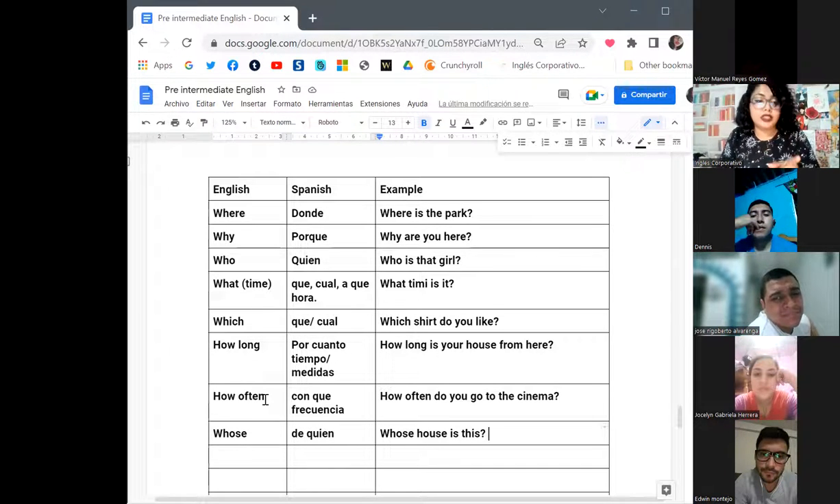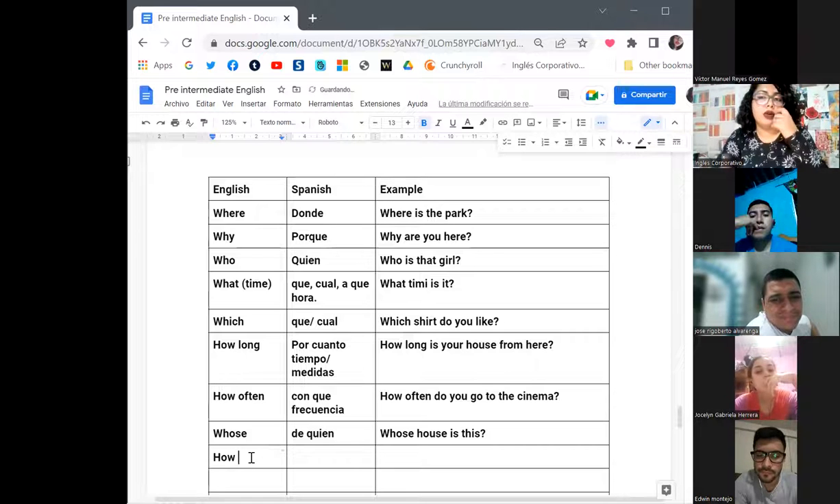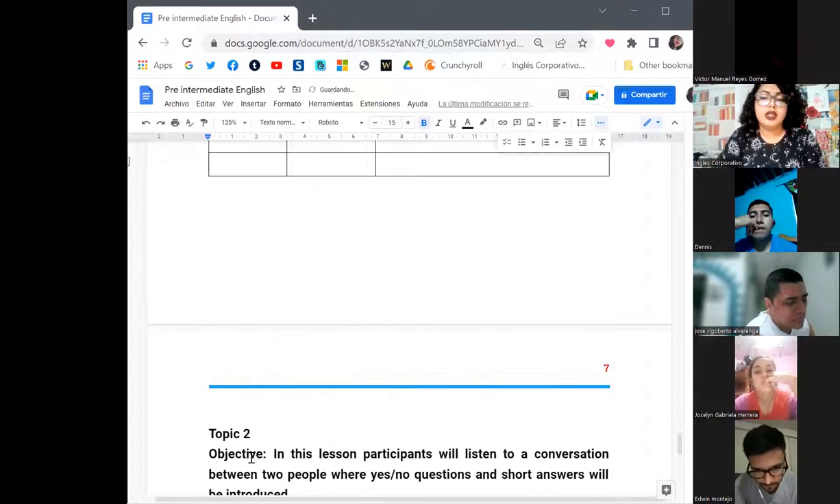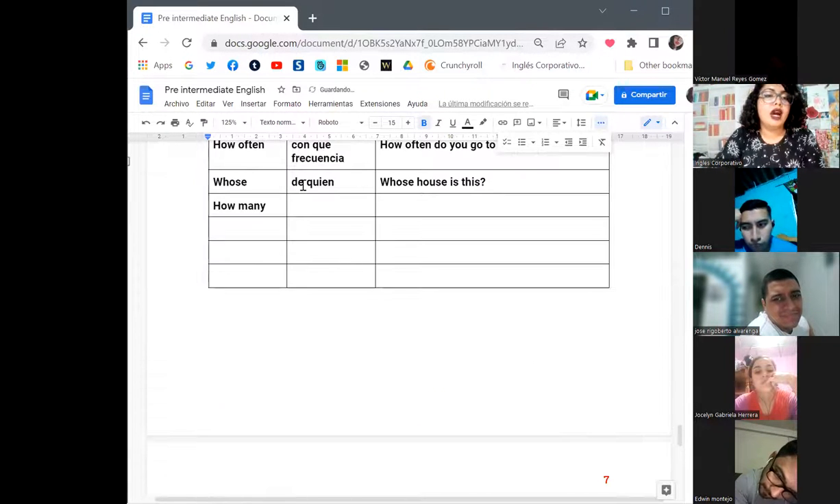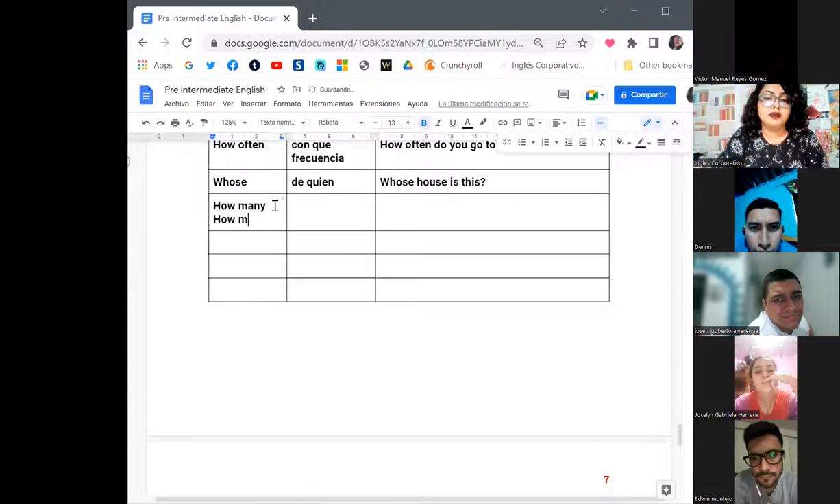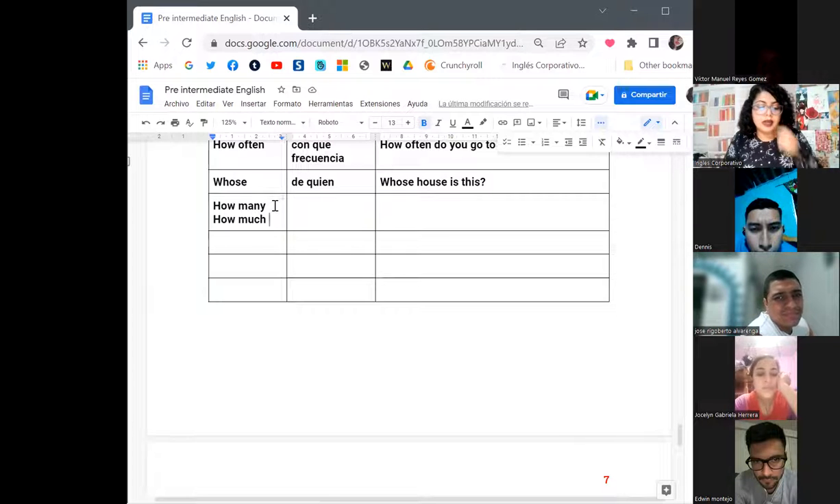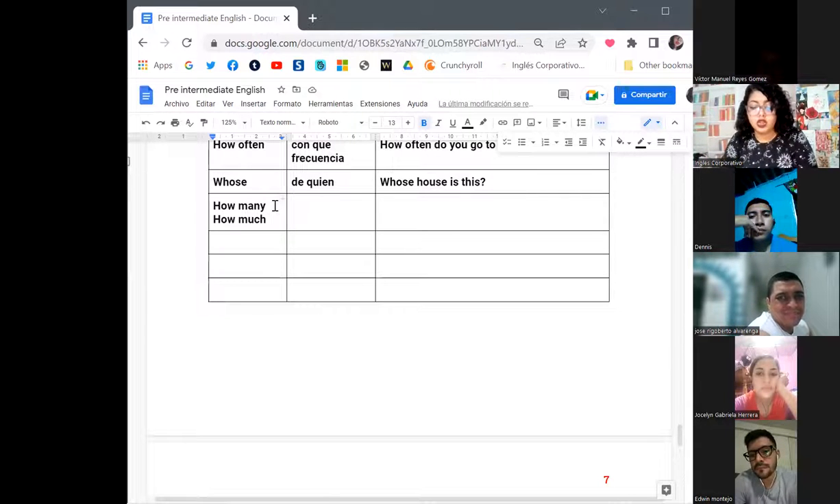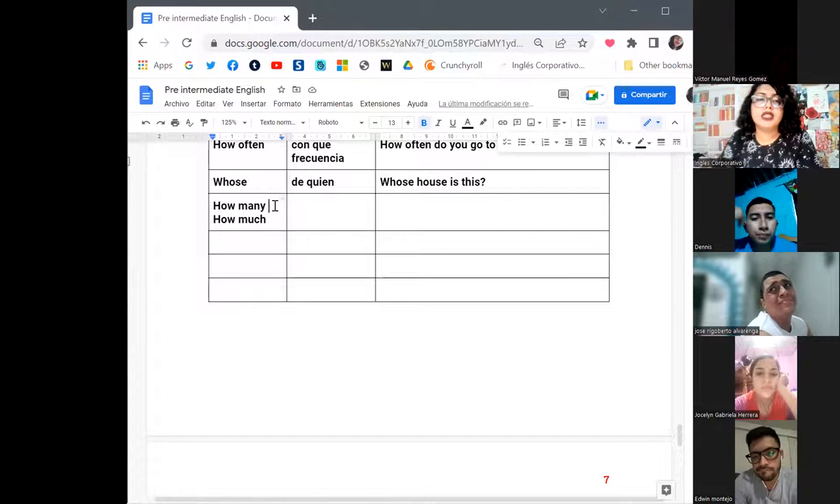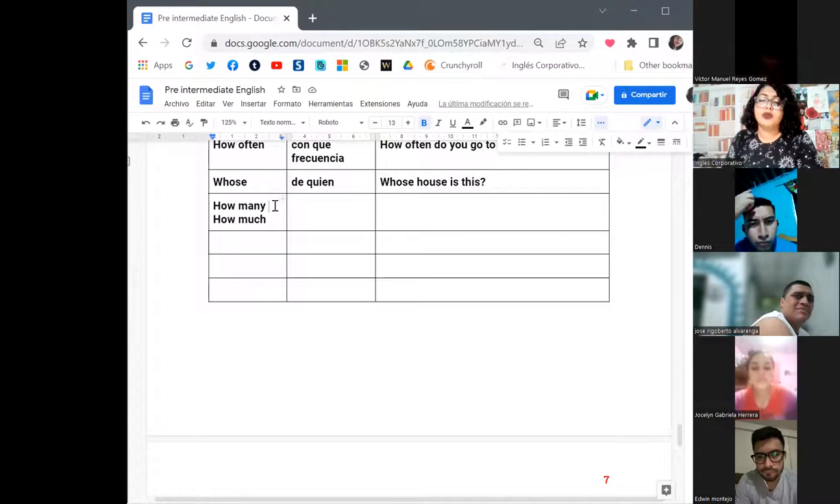how many and how much. Tenemos dos. How many and how much. Y lo vamos a dividir con dos ejemplos diferentes. So, why do we have two of these ones? Because we have countable and uncountable nouns. Tenemos nombres contables y nombres no contables. Entonces, tenemos dos preguntas que nos van a ayudar. Uno para los nombres contables y el otro para los nombres no contables. So, which one of these is the word that we are going to use with the countable nouns? And which one is the question that we are going to use with the uncountable noun?